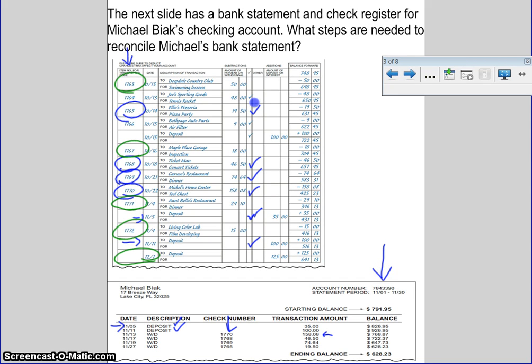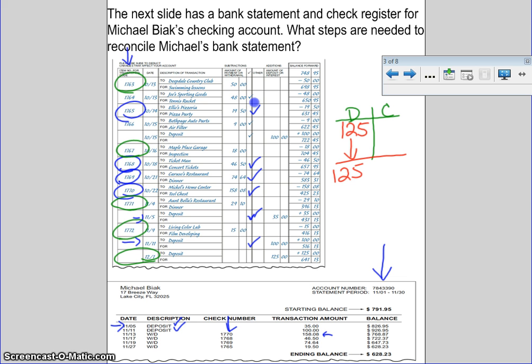So I've got 5 items that have not been cashed. 4 of those items are checks that were written, or withdrawals, and 1 of them was a deposit. What we're going to do is create a little chart and list the deposits and the checks that have not cleared the account. On the left-hand side we have deposits, and there was only 1 deposit not cleared, for $125. We're going to carry that down to the bottom.